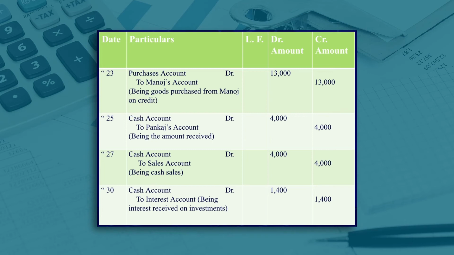Next one is cash account debit to interest account. You will find 1,400 in the debit side of cash account and 1,400 in the credit side of interest account. Kindly check 1,400 in the debit side of cash account and 1,400 must be in the credit side of interest account. Kindly check. Yes, 1,400 in the credit side of interest account.